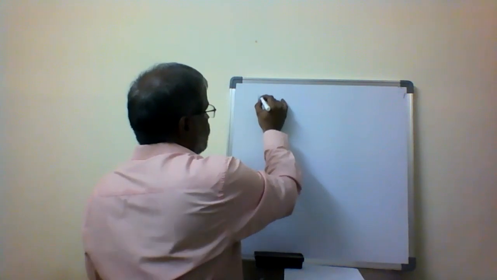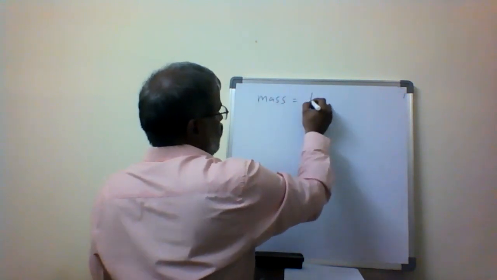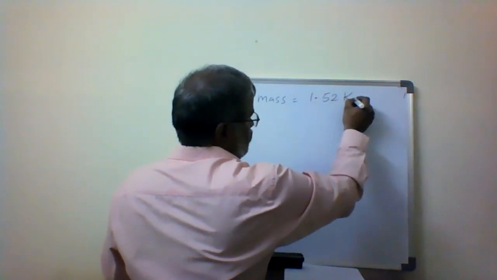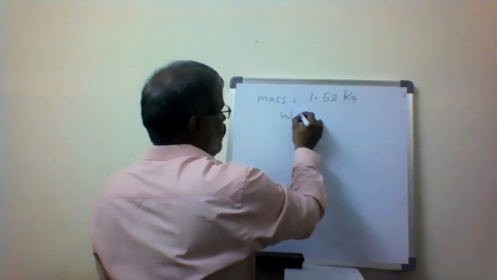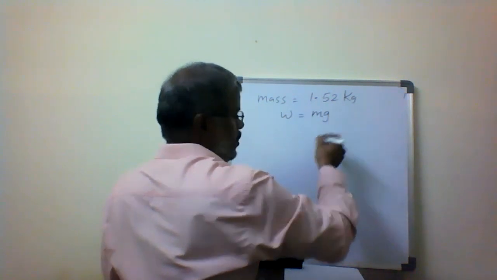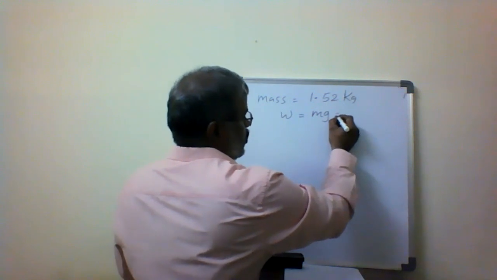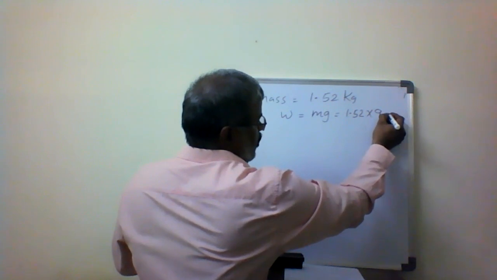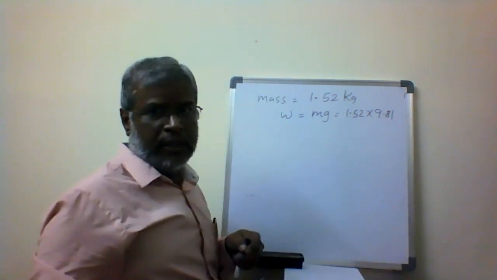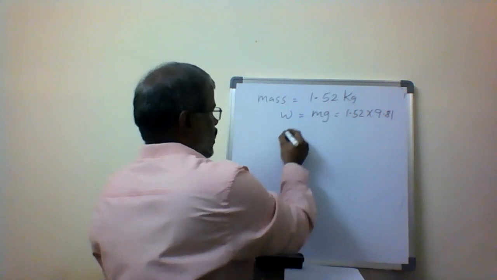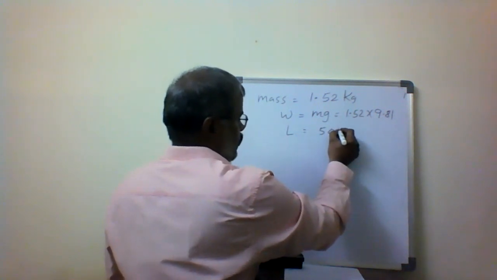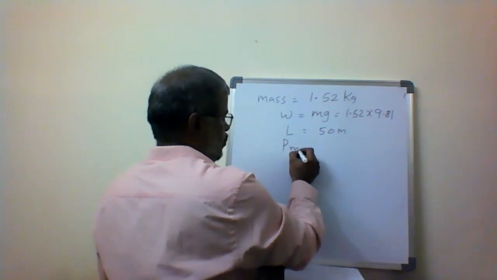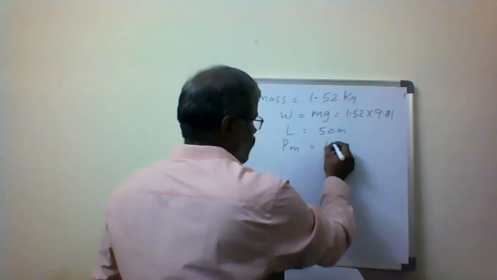So here the mass of the tape is given: mass equals 1.52 kg. Then W we are going to calculate. W equals m into g, that is 1.52 into 9.81. W we calculated. Then L is given in the problem as 50 meters, and the pull during the measurement, Pm, is 150 newtons.